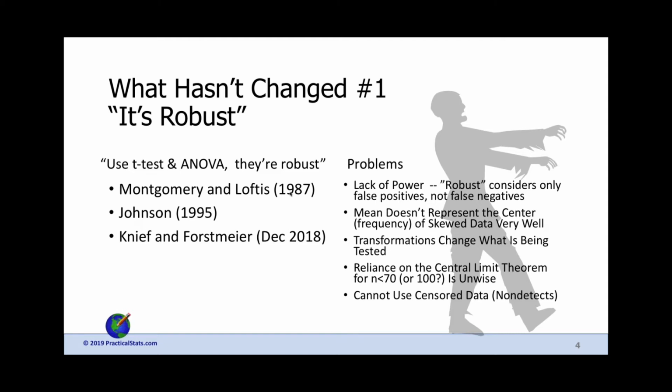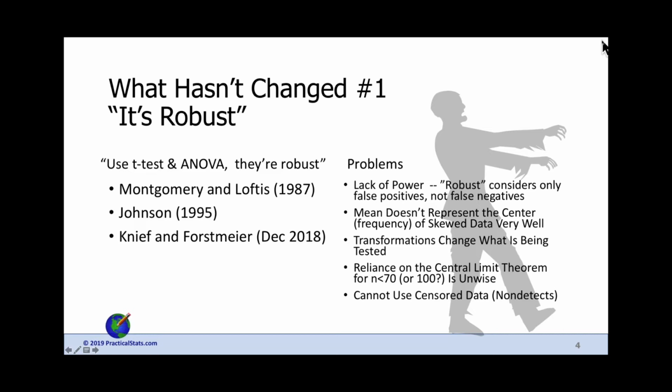How much data you need to not worry about non-normality is a function of the skewness of the data. The more skewed, the more non-normal, the more data you would need for this situation to occur. And for the typical skewness pattern in water quality data, and it's true for air and soils as well, that's upwards somewhere around 70 or 100. And if you're doing group tests, that's the number of data per group. So it's much larger than some people think.